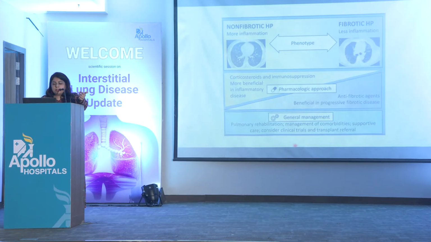So this is just a recap. There is fibrotic HP and non-fibrotic HP. Steroids and immunosuppression are the treatment. Antifibrotic is the treatment for fibrotic HP. Pulmonary rehabilitation, management of comorbidities, supportive care, and transplant for fibrotic HP.